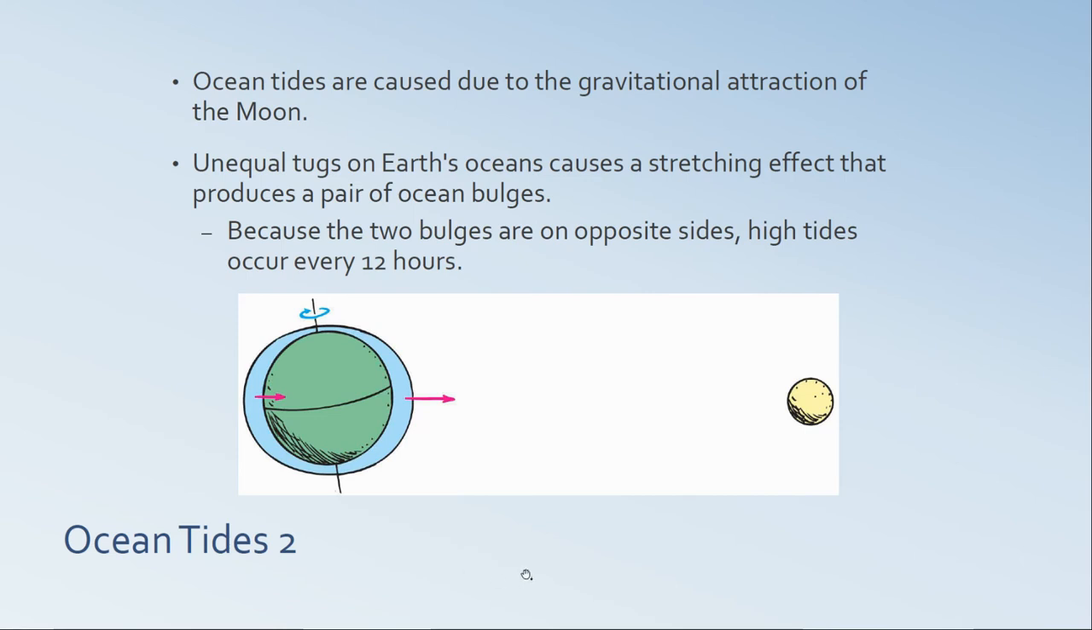And because the water is not solid, as it stretches, it makes kind of an oblong shape. So it doesn't stay a spherical shape. So we end up having a bulge on the side facing the moon, but also a bulge on the side opposite the moon.